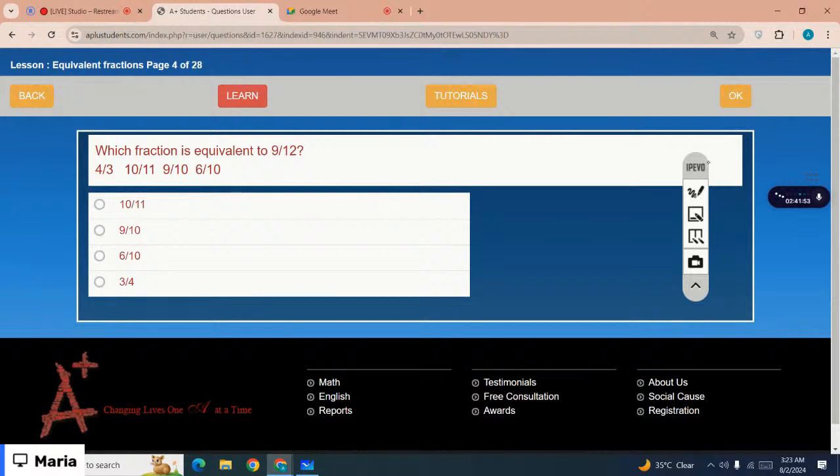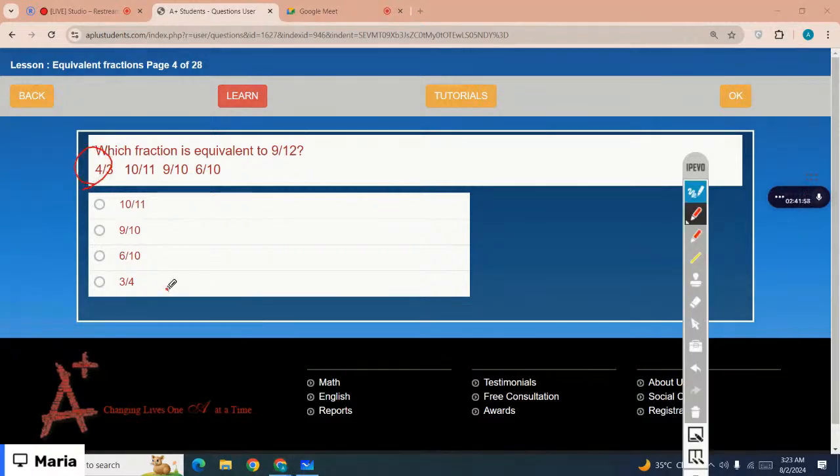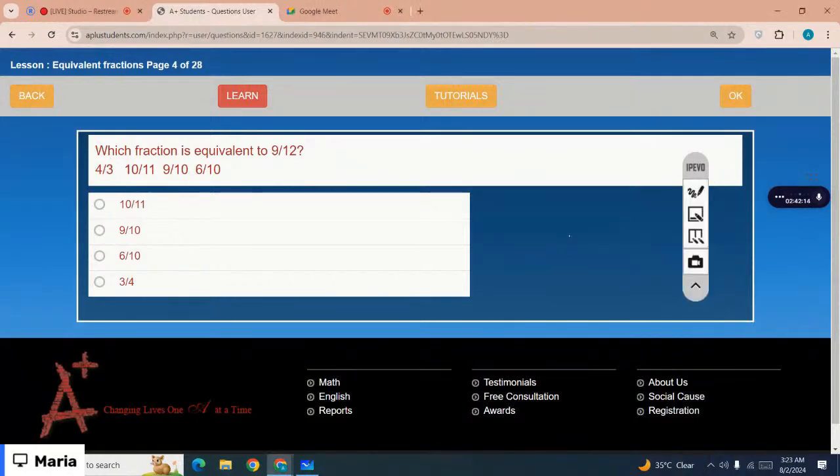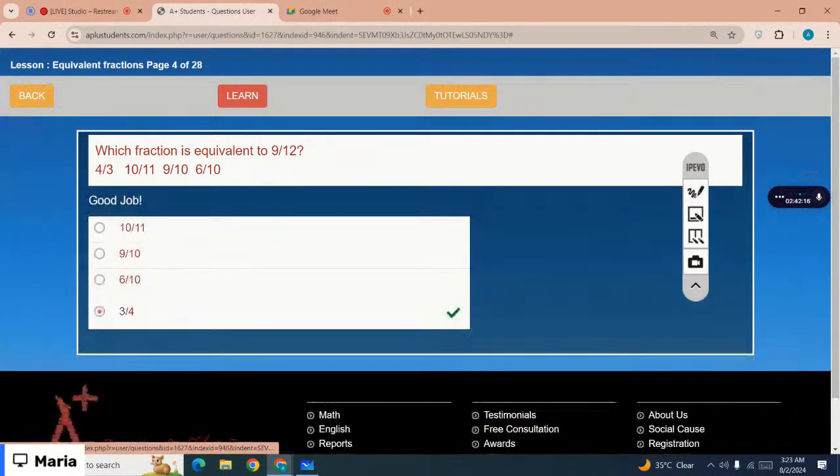There is a mistake. In the options that is given 4 by 3, right? But the correct option is 3 over 4. When you divide them by 3, 3 times 3 is 9 and 3 times 4 is 12. So the correct option is 3 by 4. Got it? Option number 4 is the correct option.